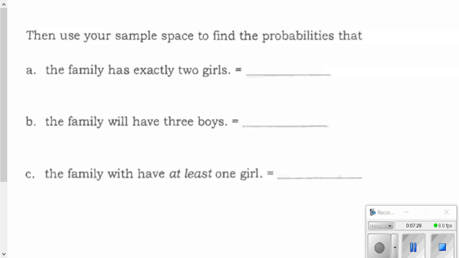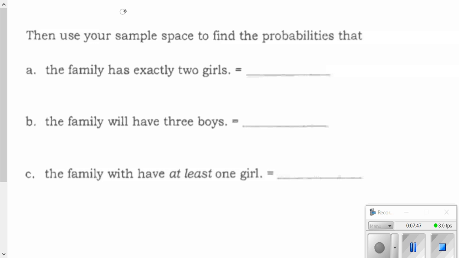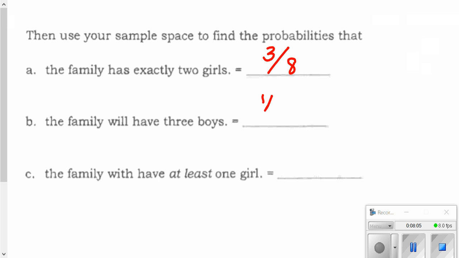So it says here, find the probability that the family has exactly 2 girls. Okay, so if they have 3 kids, what's the probability of ending up with 2 girls? So I'm going to look through here. Here's an outcome that has 2 girls, and here, and here. So for this answer, I would say, well, there's 8 elements in my sample space. 3 of them have 2 girls. The next one says, what's the probability that my 3-child family has 3 boys? Well, there's one way to have 3 boys, and every other option has at least 1 girl. So that's going to be just 1 out of 8.